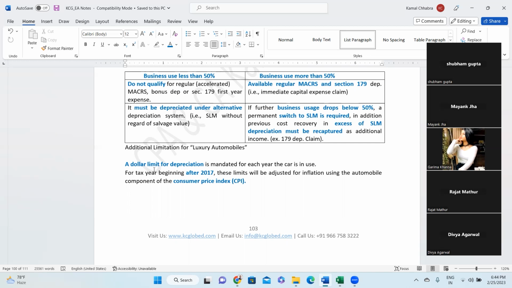If further business usage, maybe in the initial first year or second year, you are using for more than 50% for business purpose, but let's assume in year 3 you are using less than 50% for the business purpose. What will happen in that case? In that case, a permanent switch to straight line method of depreciation is required. And in addition to that, if in the earlier years you have charged more depreciation, then you need to recapture that depreciation and pay taxes on that in the current year. Make sense?